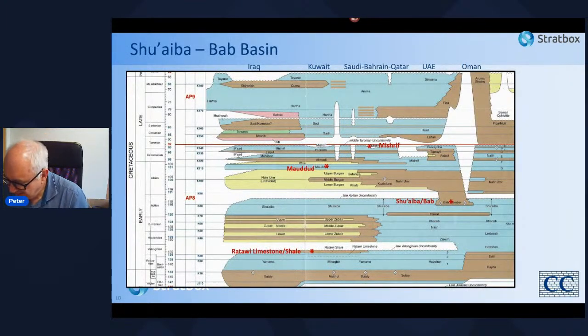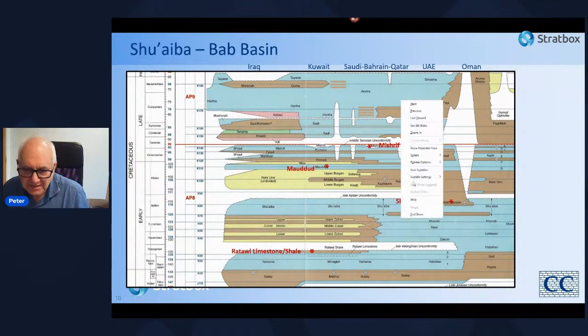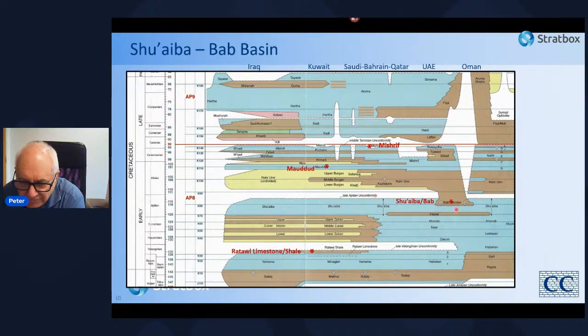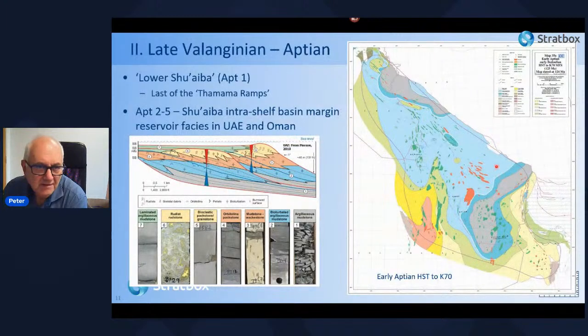Okay, the next case history I want to look at is further south in the Gulf area. I want to look at the Shuaiba shelf carbonates and the associated Bab basin. So we're moving up stratigraphy to the late Valanginian to Aptian, and this is the early Aptian high stand to the K70 maximum flooding surface. And this really represents the lower Shuaiba formation, and it's really the last of the Thamama ramps. So these are ramp carbonates fringing this depression in the shelf.